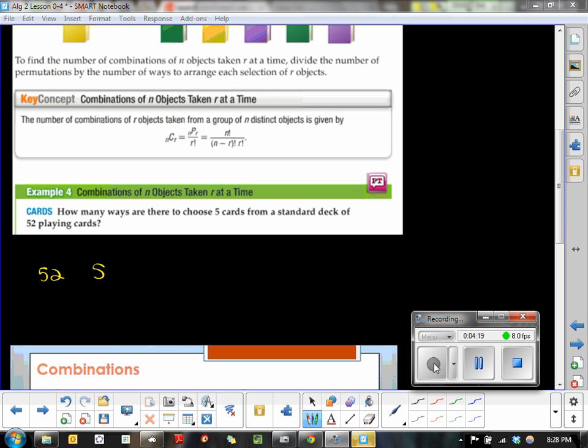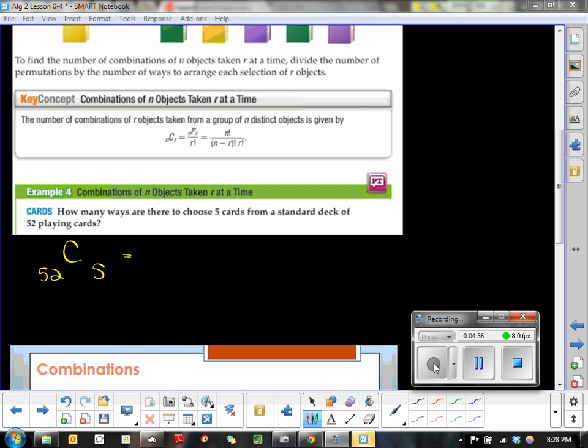So this is a combination. We don't care what order we get our cards in. Once we get the cards, we're going to shuffle and move them around anyway. And it's the same hand whether we put one card first, second, third. So the order is not going to make any difference. So it's a combination of 52 choose 5 objects at a time.